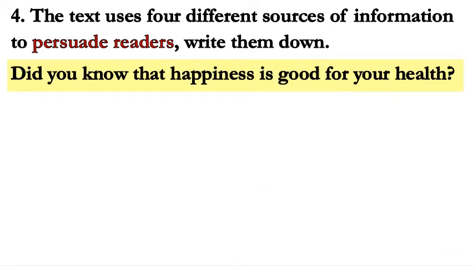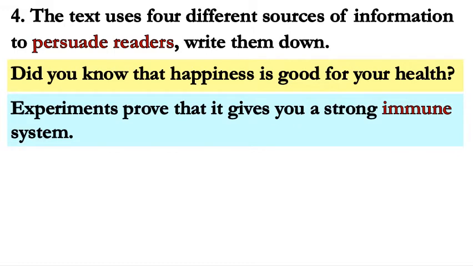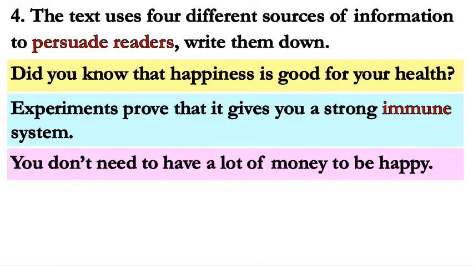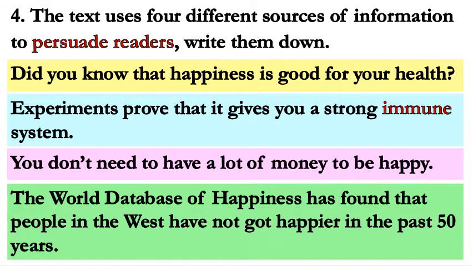Number 4, the text uses 4 different sources of information to persuade readers. Write them down. Did you know that happiness is good for your health? Experiments prove that it gives you a strong immune system. You don't need to have a lot of money to be happy. The World Database of Happiness has found that people in the West have not got happier in the past 50 years.